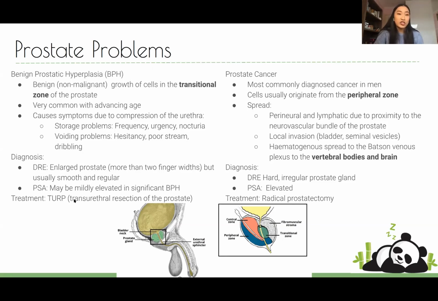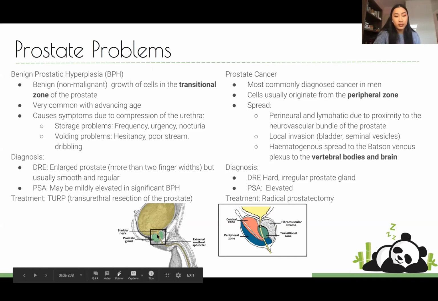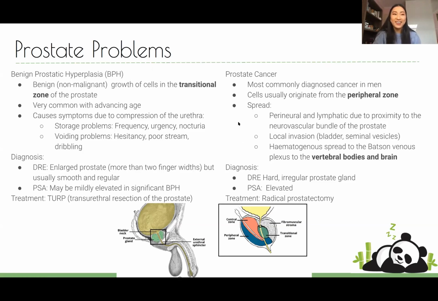By the time we get to treatment, you really don't have to worry about treatment. But for interest, the treatment is transurethral resection. Basically, they stick a tube up here and they literally just scrape away bits of the prostate. It's quite strange. And then prostate cancer is your malignant version.